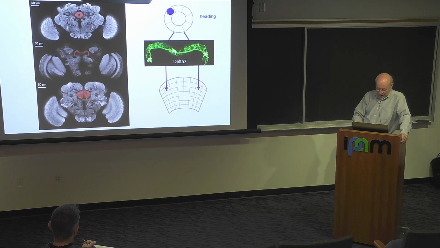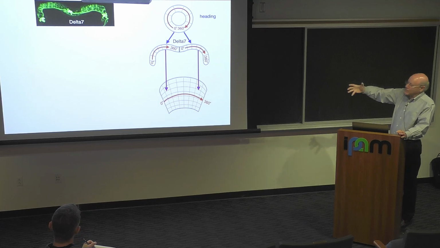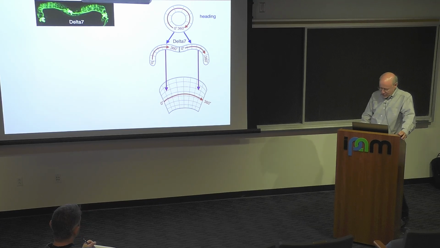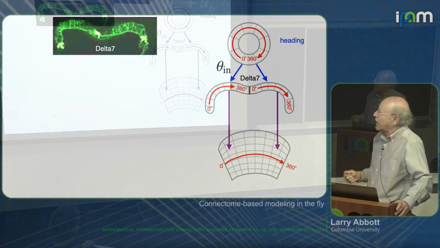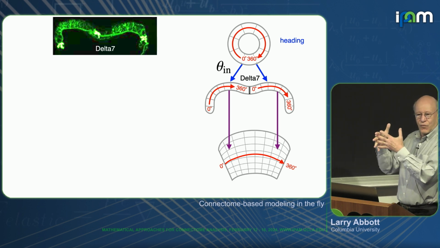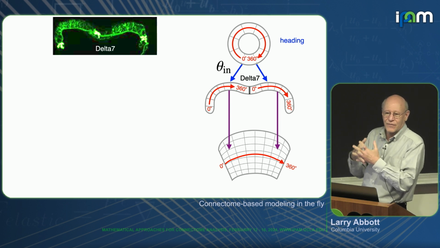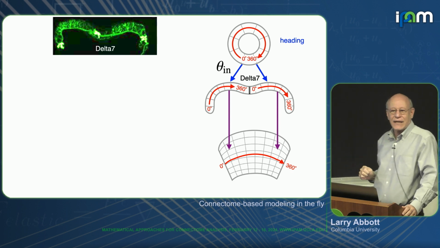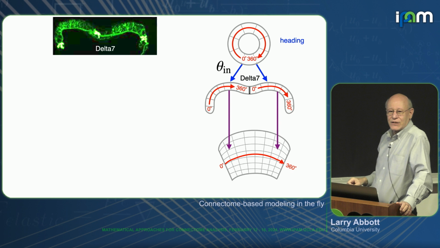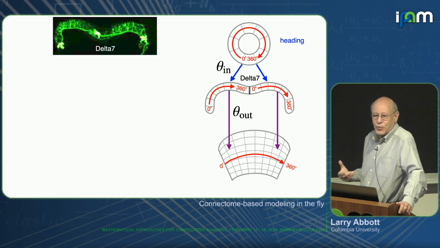Okay, and they have some interesting properties that I think Vivek mentioned. I just want to go into more detail. Because this system is all parameterized by angles, you can think of the signal coming in to one of these delta 7s being parameterized by the angle of whichever of the compass neurons happen to be projecting to that part of the dendrite. You can trace it back, and that's what I've called theta in, whatever angle that particular input neuron to the delta 7 goes. And likewise, you can think of an output angle.